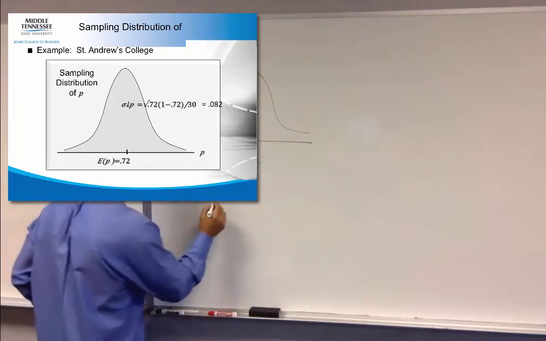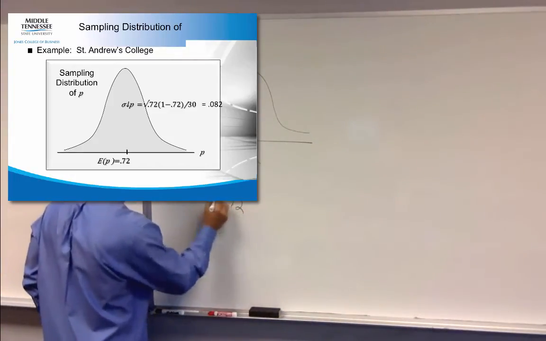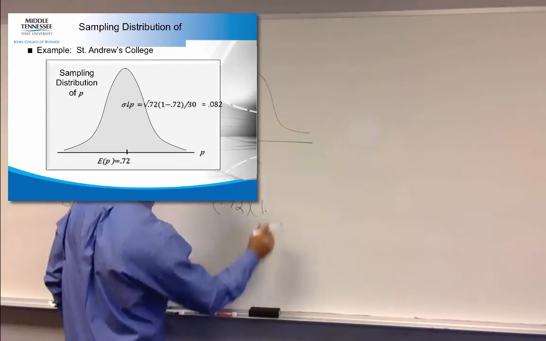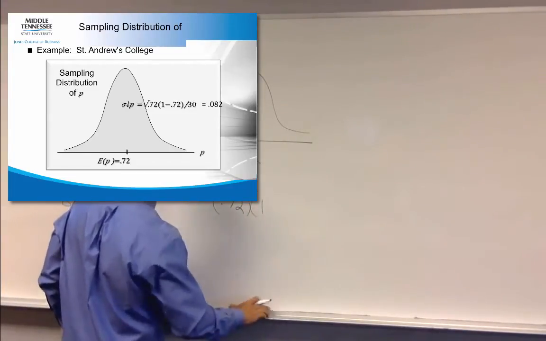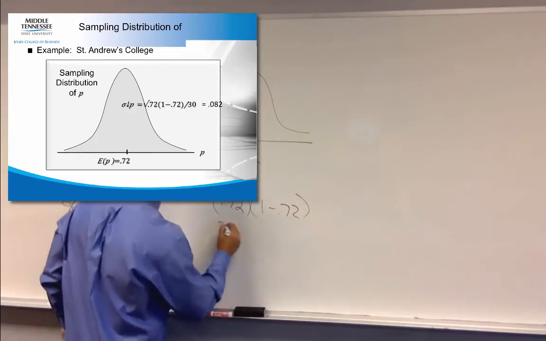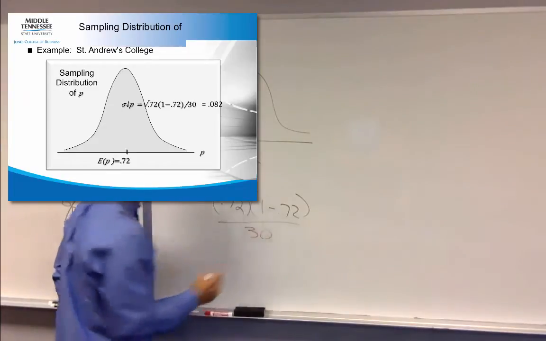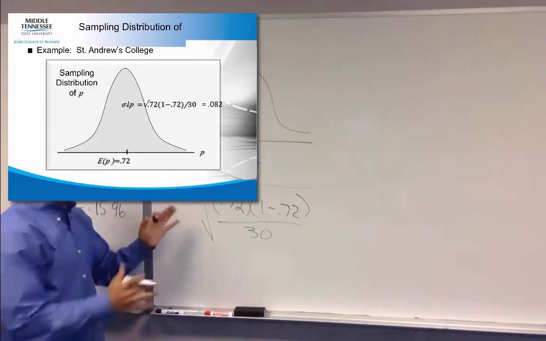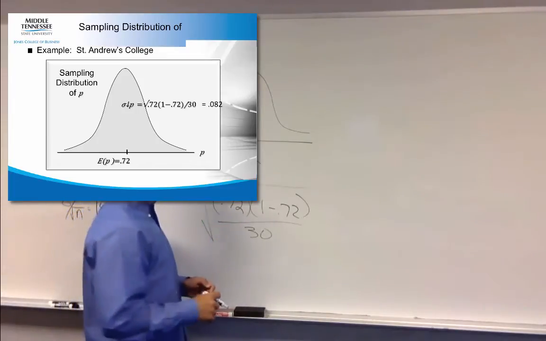It should be 0.72 times 1 minus 0.72. You divide that by 30, and then you take the square root of the whole thing. So hopefully that makes a little bit more sense than what you see up there.